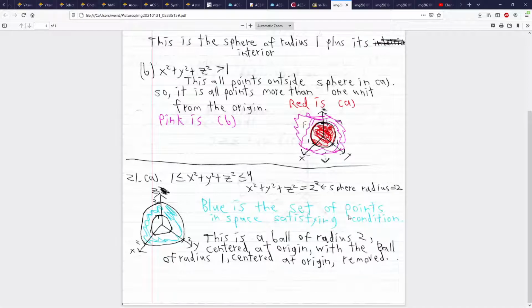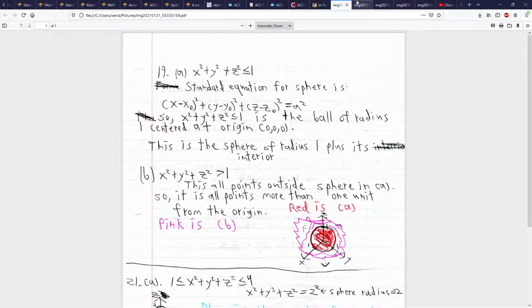But it has a hollow inside. Its inside is hollowed out. Basically, the ball of radius 1 is removed, while this is the ball of radius 2 centered at the origin, while the ball of radius 1 centered at the origin is removed. That's one way of saying this.